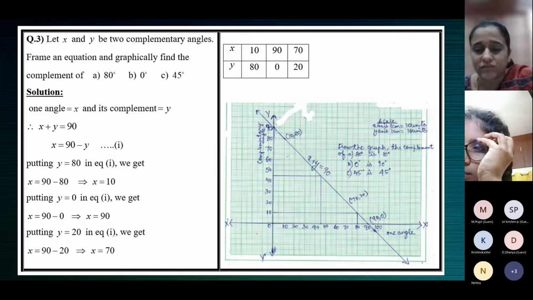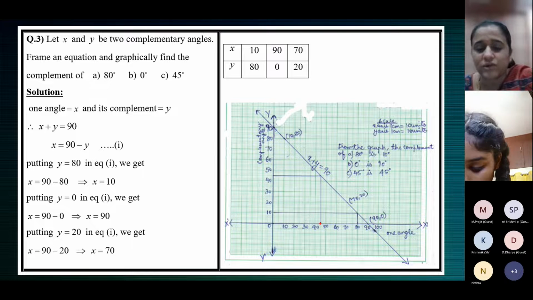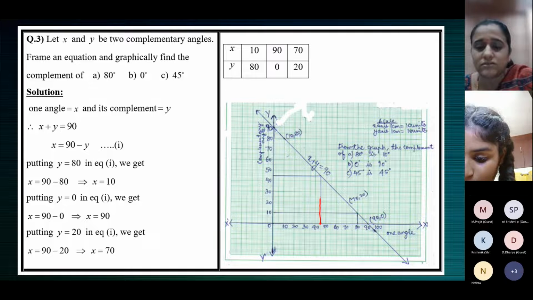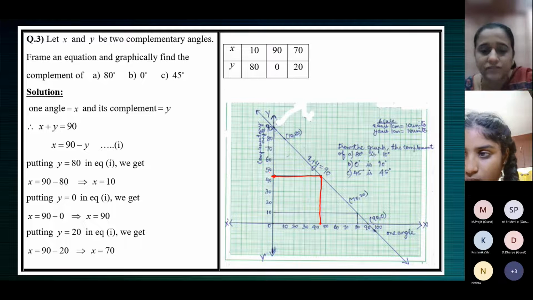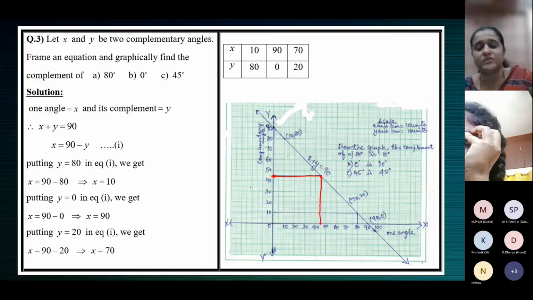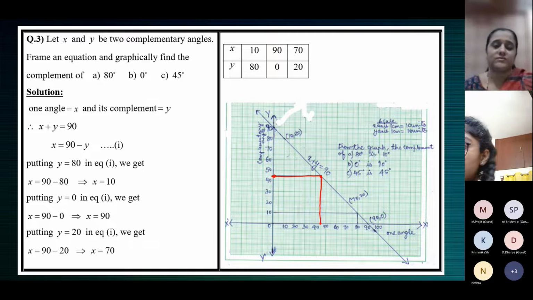And then when x is 45. So 45 on the x-axis. And again, go up till you hit the graph line. Here we hit the graph line. And from there, go on to read the y value, 45, because it's between 40 and 50, so 45.